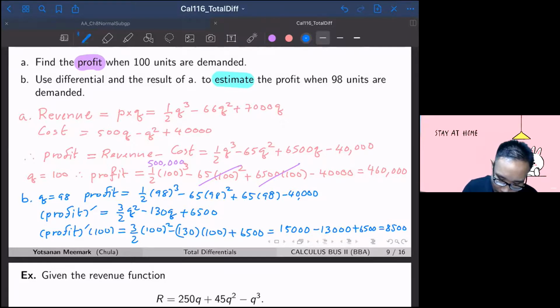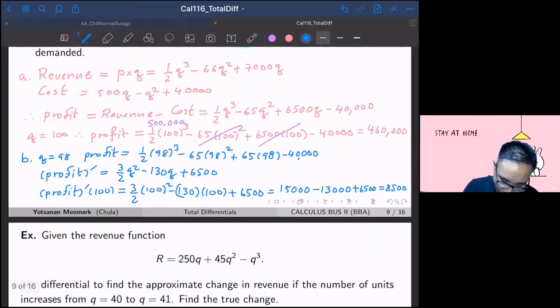So you see that we are able to find the linearization L. It's going to be L at 98, the point. So it's going to be 46,000. L at 98 is 46,000, which is the value at 100, right? And 85,000 is the slope. And you have 98 minus 100.